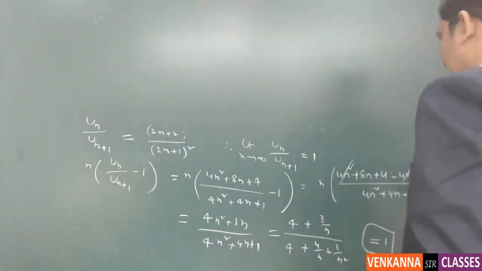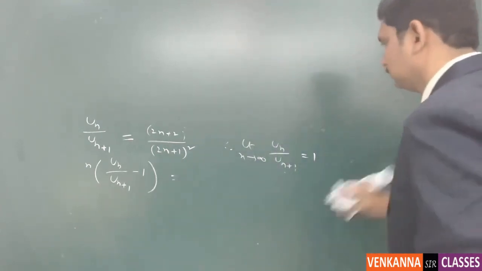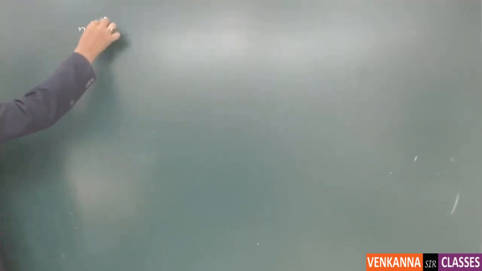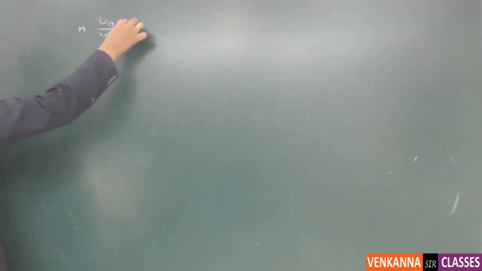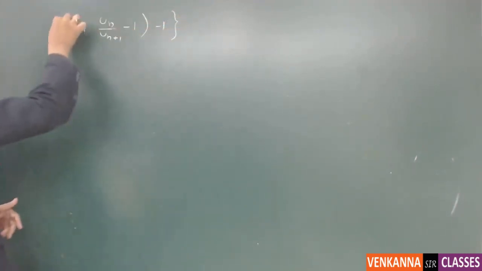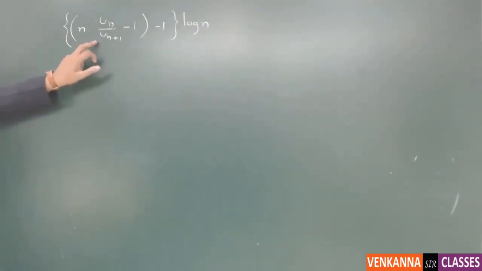Let us write the part clearly. The test condition is given by: n into (un by un+1 minus 1), minus 1, and for the whole you apply log n. Can you check once the condition I have written, De Morgan or Bertrand test, from your notes?